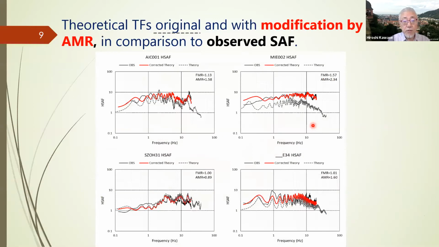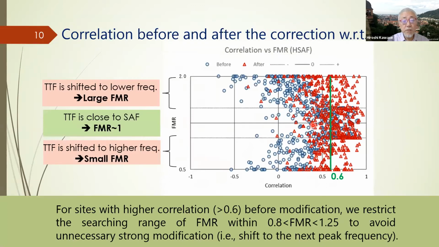And these are 4 examples of the modification. The original theoretical transfer function in dotted line is modified into the red line that matches the observed site amplification factor.